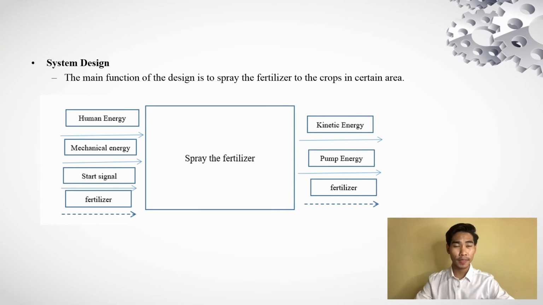For the system design, the main function of the design is to spray fertilizer onto the crops in a certain area. In general, the system starts from human energy and mechanical energy, and the output is kinetic energy and pump energy. For the material input and output of fertilizer, this device needs mechanical energy, electric energy, and also electronics to complete the process of the design.